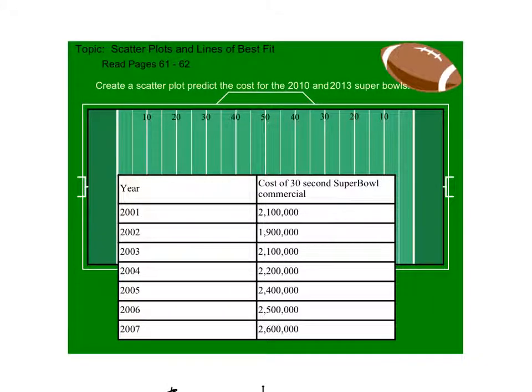Okay, so in this video, I'm going to show you how to create a scatter plot, find its line of best fit, and use that to make predictions about things that may happen in the future.